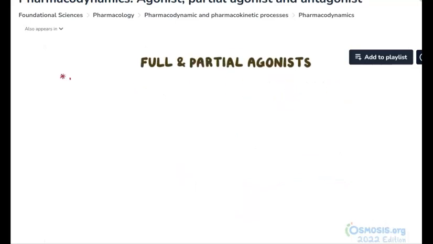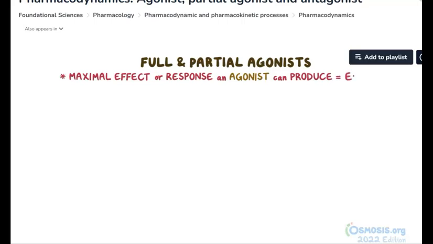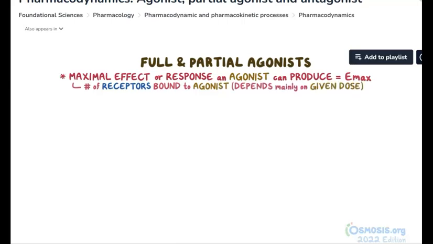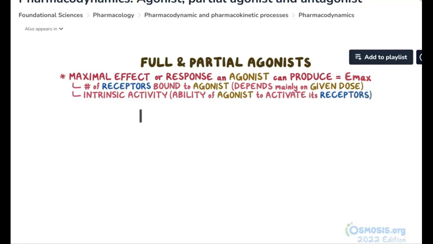Now, the maximal effect or response an agonist can produce, abbreviated as Emax, is determined both by the number of receptors bound to the agonist, which depends mainly on the amount of the agonist given, also known as dose, as well as its intrinsic activity, which is the ability of the agonist to fully or partially activate its receptors. Let's plot all this into a nice graph to show the relationship between the dose given, on the x-axis, usually on a logarithmic scale, and the response produced on the y-axis.